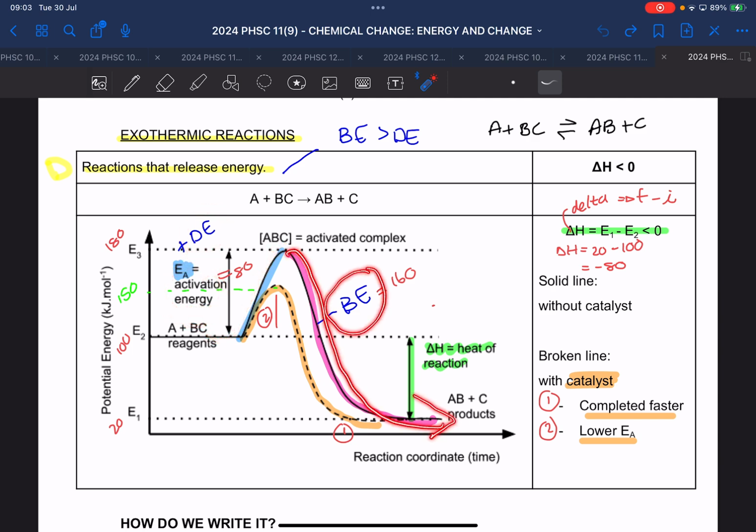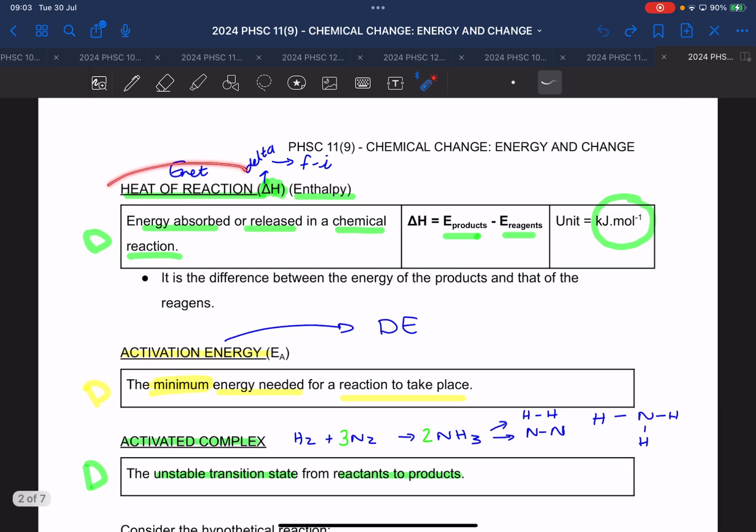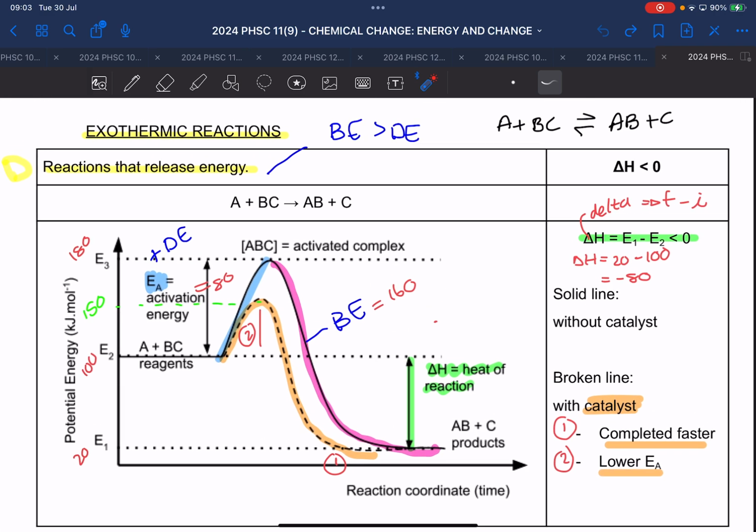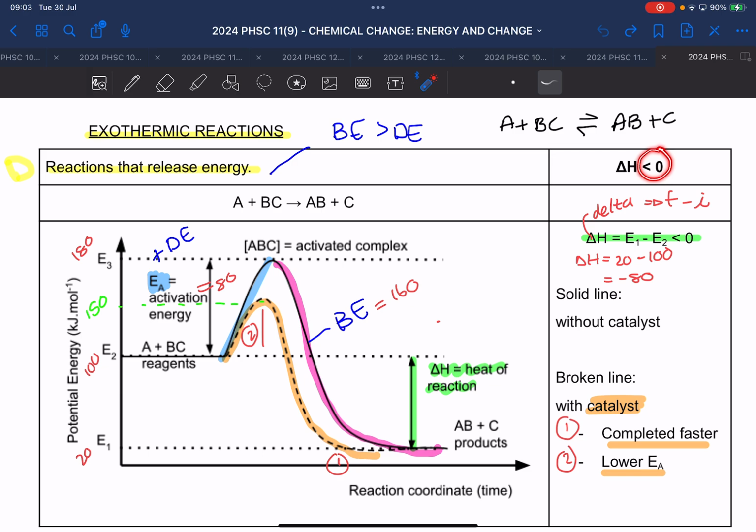That there at the top is called the activated complex. It's the unstable transition state from the reagents to the products. It's where all the bonds have broken up, but they haven't formed new bonding pairs yet. All right. And then the heat of the reaction, or the net energy, in this case, will always be smaller than 0. It will always be a negative.